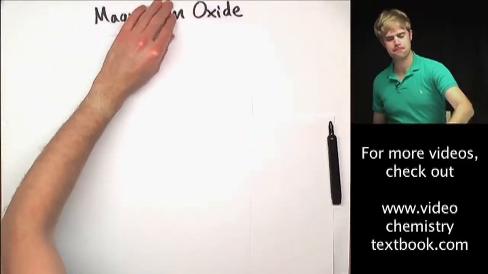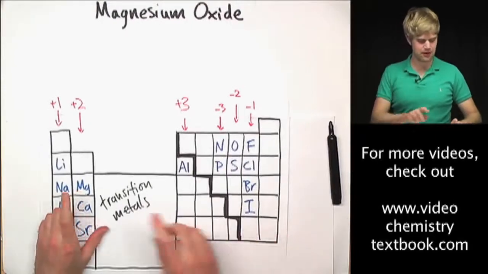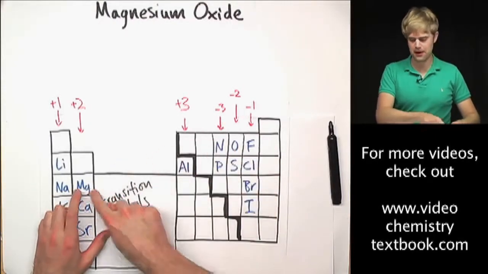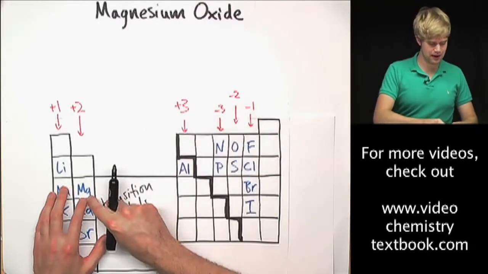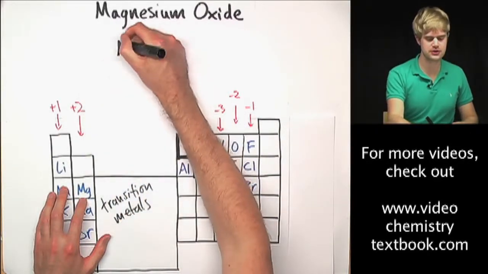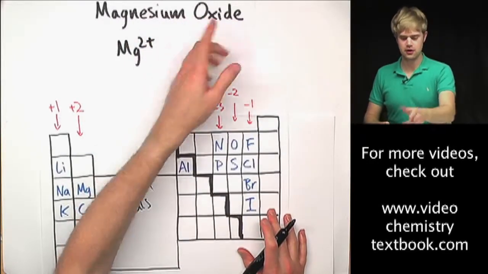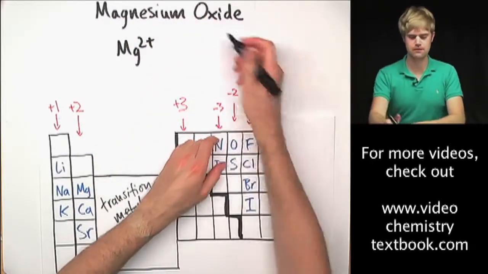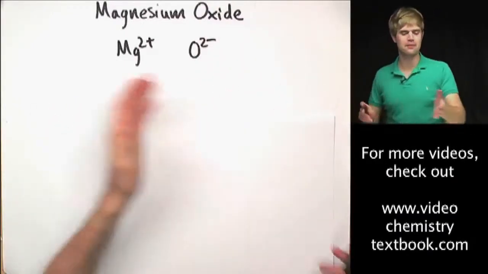All right. Magnesium oxide, go back to the periodic table. Magnesium here, oxygen here, metal, nonmetal, so it's ionic, so charges are important. So magnesium 2+, Mg2+, oxide, the word for oxygen when it has a charge, O2-. How are we going to balance out the charges?